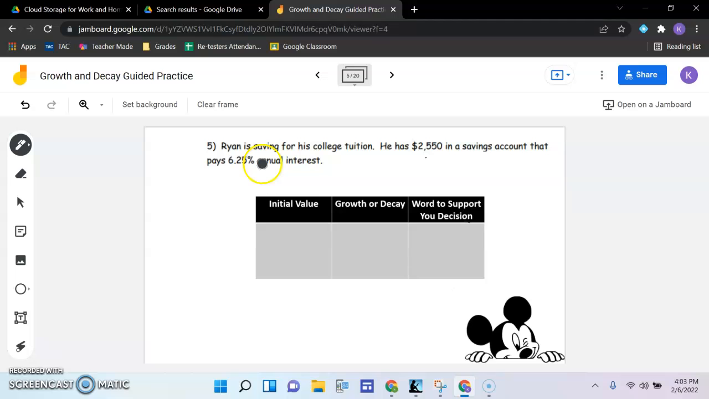And then we have this one. Ryan is saving for his college tuition. He has $2,550 in a savings account that pays annual interest. How much is he starting off with? He's starting off with $2,550. That is the initial amount. And that's it for this lesson. Look for the numbers and just ask yourself, what am I starting off with? If you can answer that question, you're never going to get the initial value wrong.